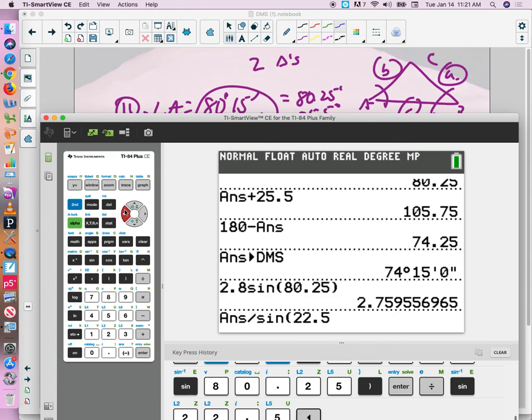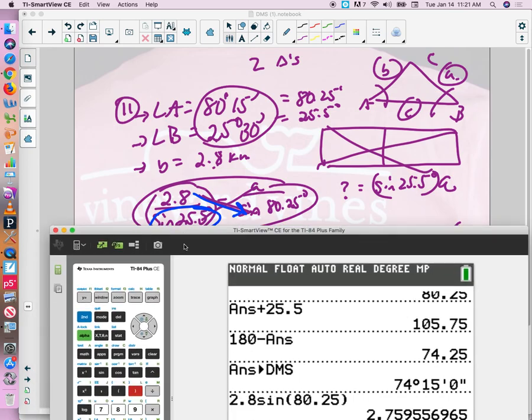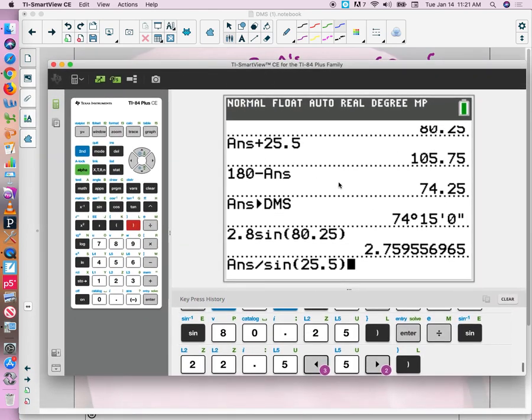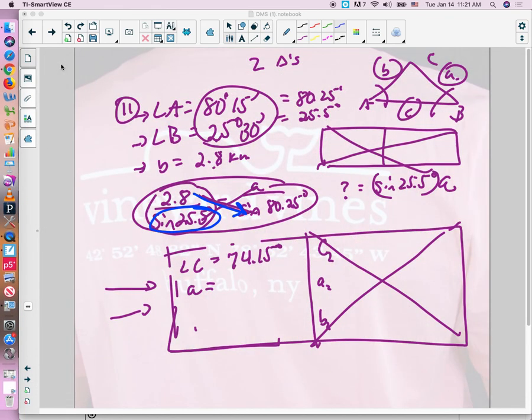25.5. Is it 25.5? Yeah, 25.5. All right, now, remember you have the freedom to scroll back up or store. And so little a is 6.409 or 6.410. I would accept either one of those. I'll do 6.410.